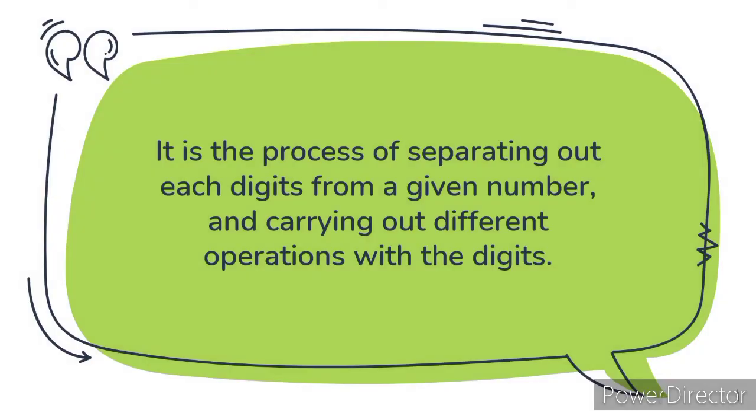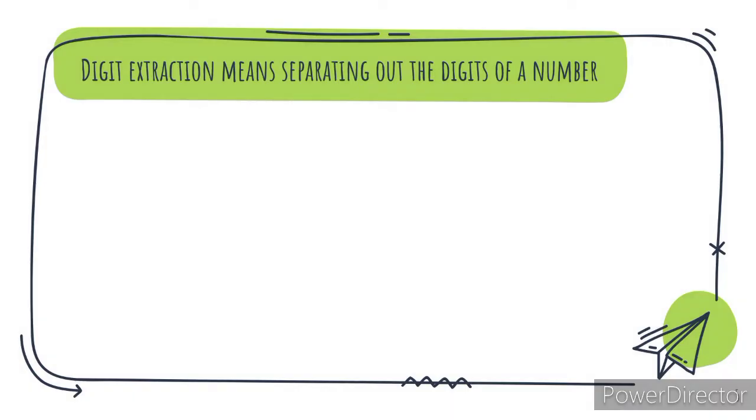Digit extraction is the process of separating out each digit from a given number and carrying out different operations with the digits. So we know that a number is a collection of digits, and if we can separate out the digits and then carry out different operations with them, we call it a digit extraction program. So it means separating out the digits of a number.